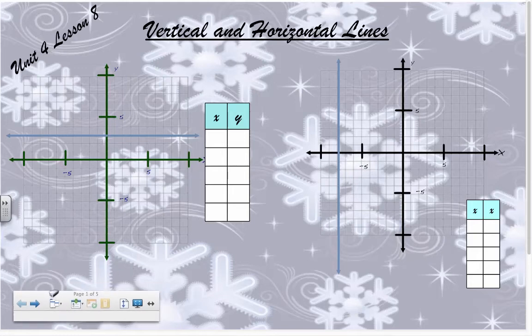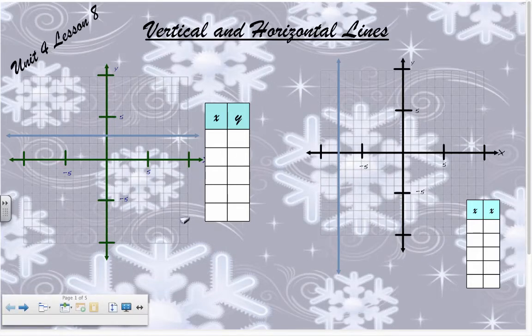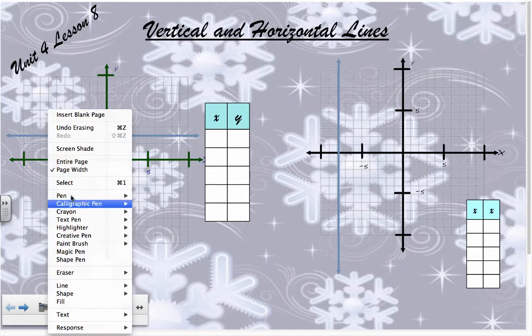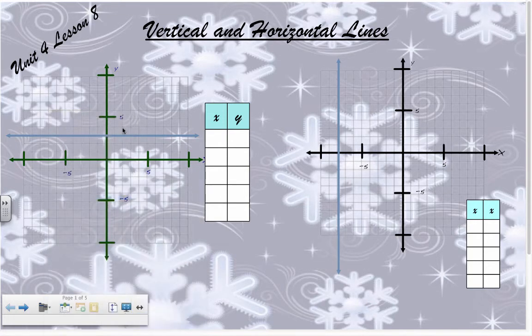We have a very quick lesson today in vertical and horizontal lines. You should remember these from last year. So, we're going to look at this first line right here. And I'm going to just pick some random points off of it. And we're going to put their values over here in this little box.